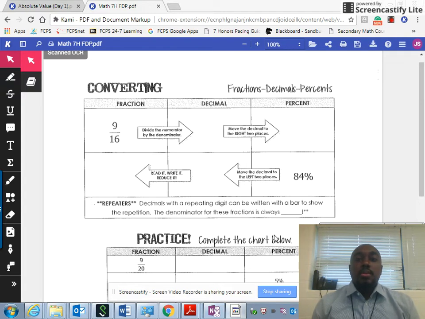Today, students, we are talking about fractions, decimals, percents, and how to convert between them. This is just a quick review that we are doing before we dive into everything that we're supposed to learn this year in 7 honors. But I still want to make sure that we review this and understand it.